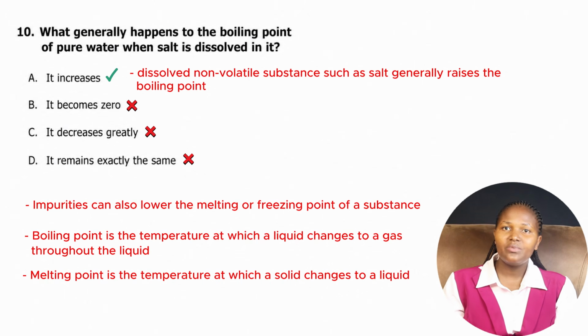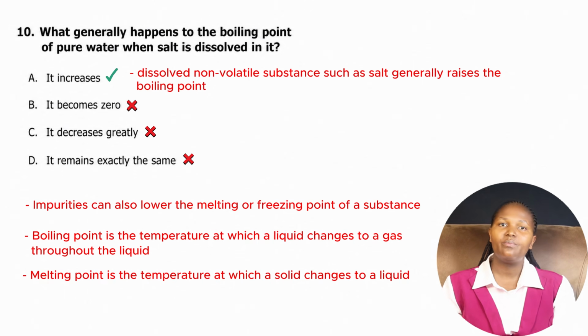And for your exam tip, always remember the common school rule for dissolved salt. Boiling point goes up while freezing point or melting point goes down. When impurities are added to substances, they lead to a higher boiling point and a lower freezing or melting point.